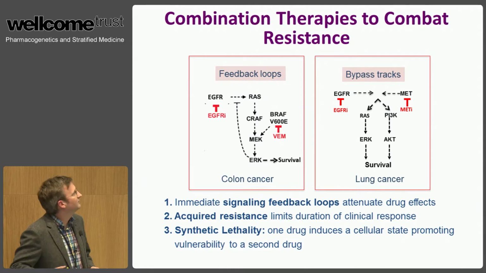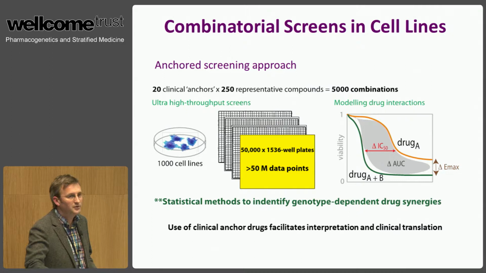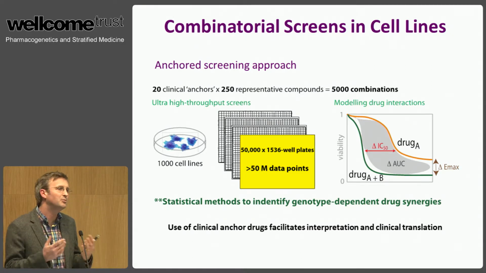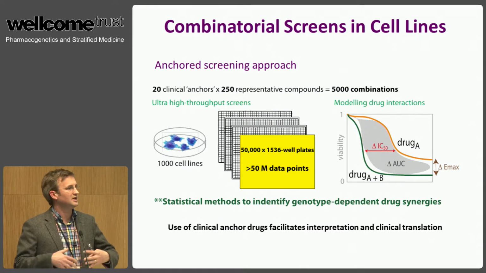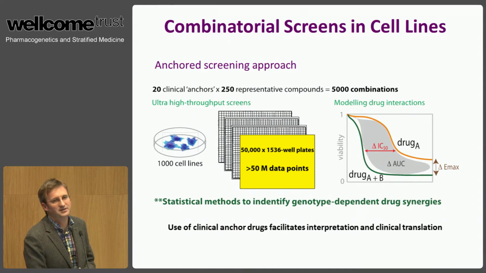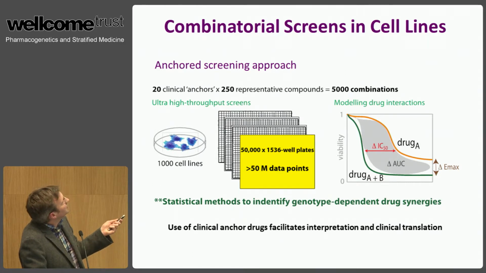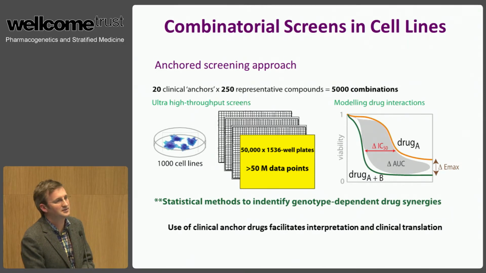And so we feel that our screening platform is very useful for this type of observation. The number of combinations to explore is extremely large, and this type of high throughput approach in cancer cell lines is very amenable to trying to take on this challenge. So over the next few years, we are performing very large-scale combinatorial screens in these cancer cell models. The idea is to do what we would call an anchored screening approach.